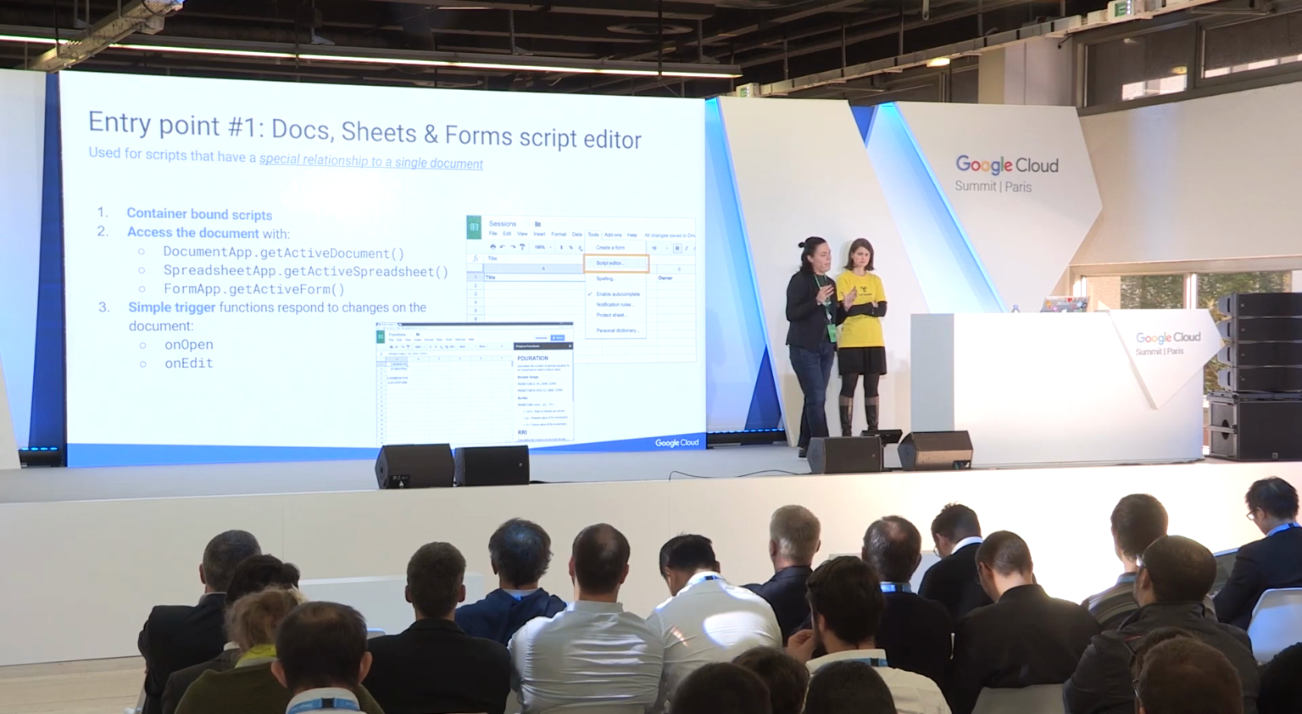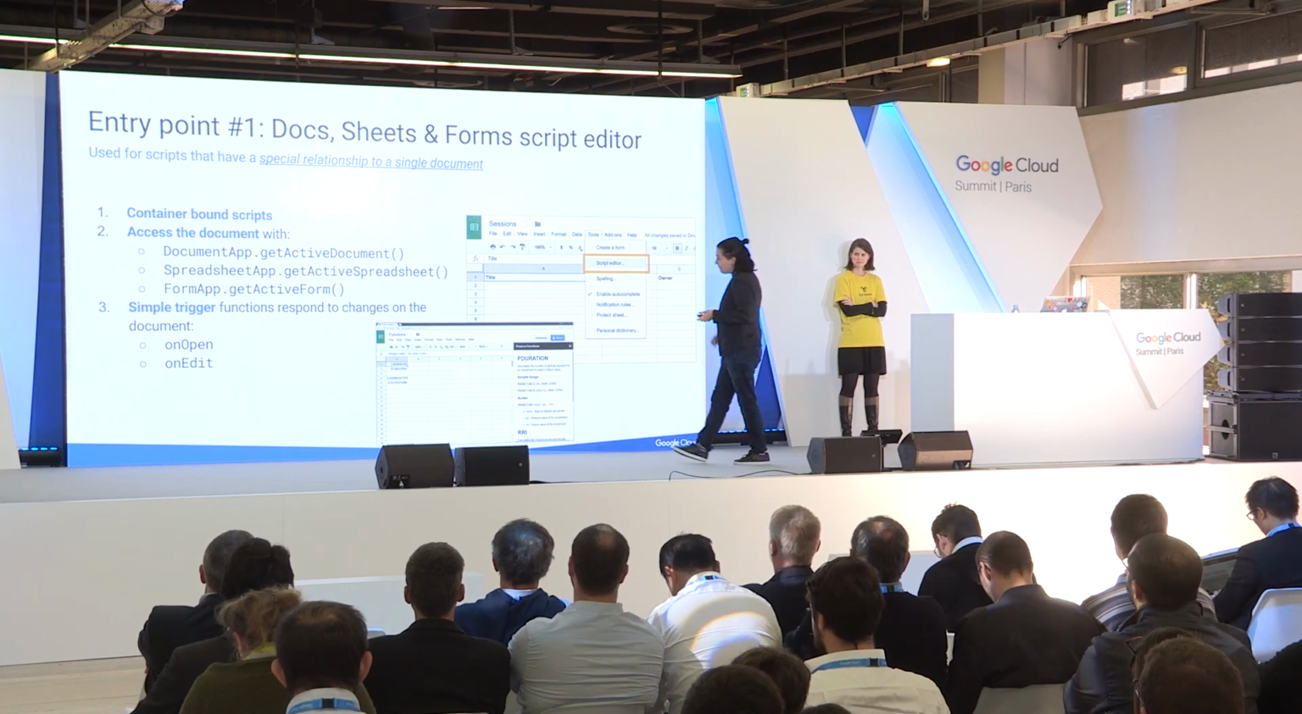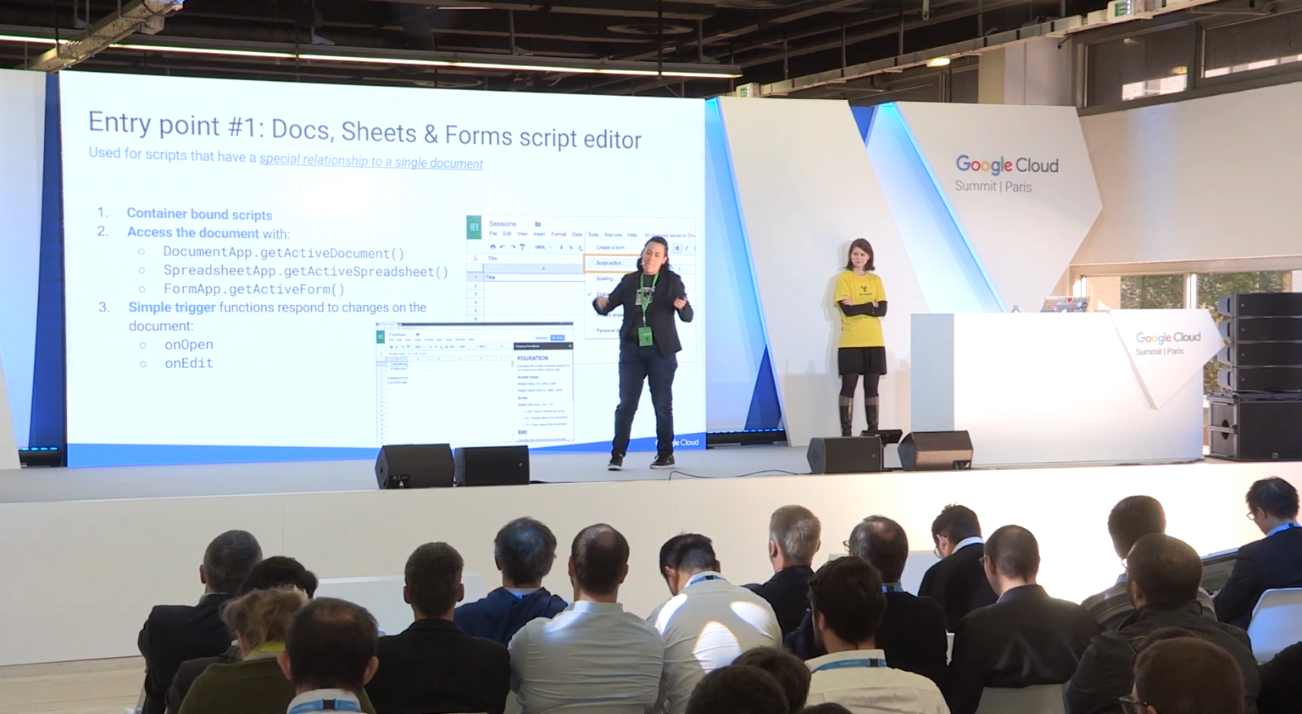Then you go to Add-ons, Get add-ons, and download these add-ons to make it more advanced. Now let's look into the entry points. How can I get started with G Suite? The first entry point is container-bound apps.